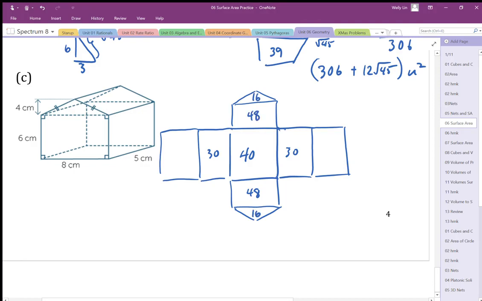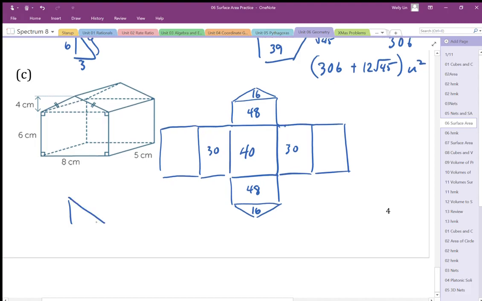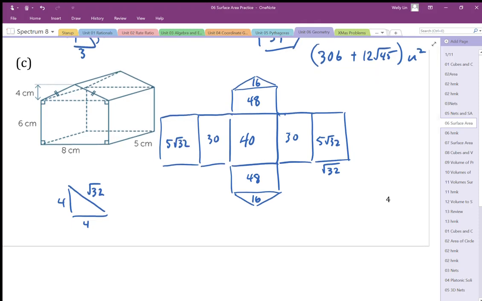The last step then is, I know that this triangle here, it doesn't look proportional, but it's a 4 high, 4 wide triangle. So 16 plus 16 gives me square root 32. So this edge here is square root 32. Again, you can work out the decimal value if you like, but I encourage you guys to start using these exact values. This edge here was 5, so this is going to be 5 root 32, 5 root 32. Add up all those parts.